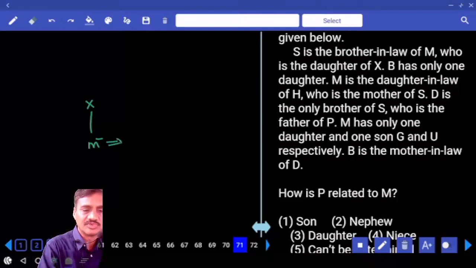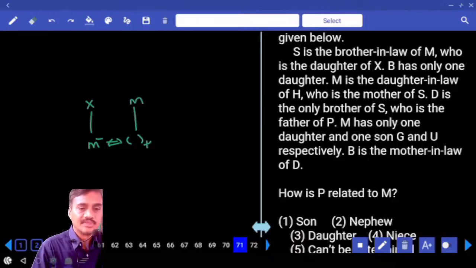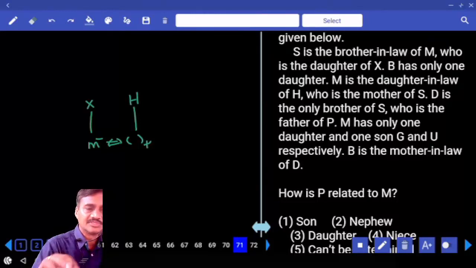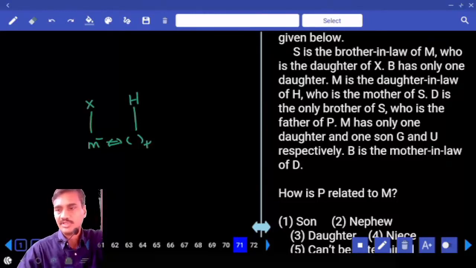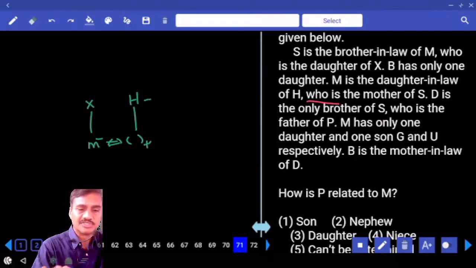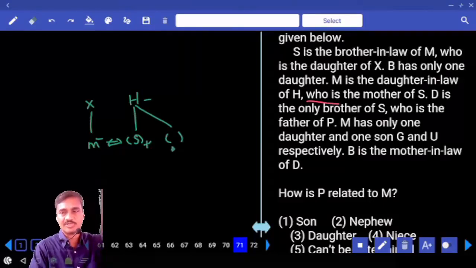And what do we mean by this? M is the daughter-in-law of H. That means H's son's wife is M. H is the mother of S. Now this H is the mother of whom? H is the mother of S. S can be the husband of M, or one more child. S need not definitely be the husband of M.